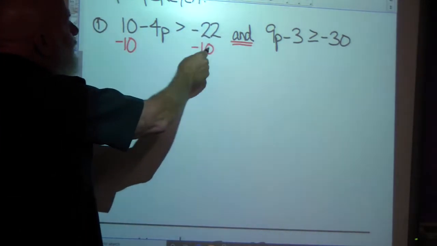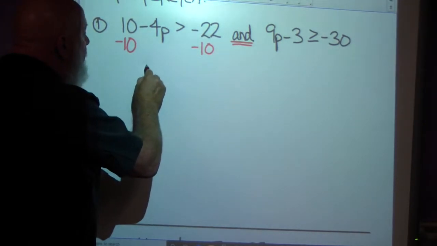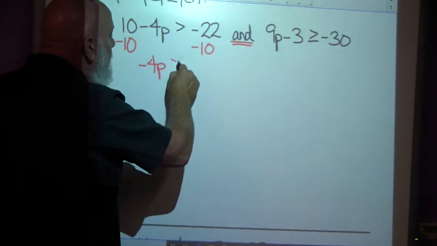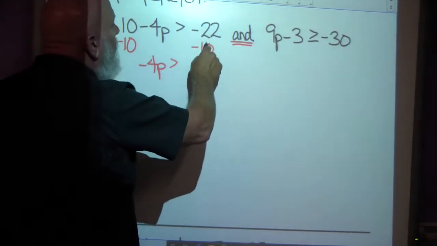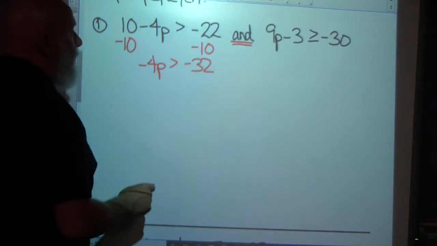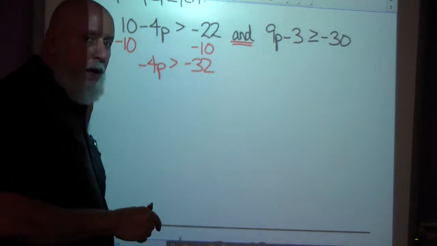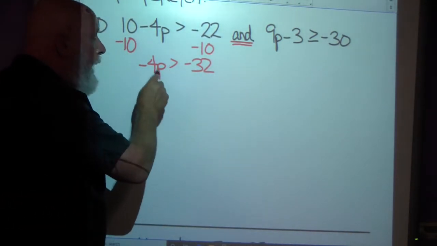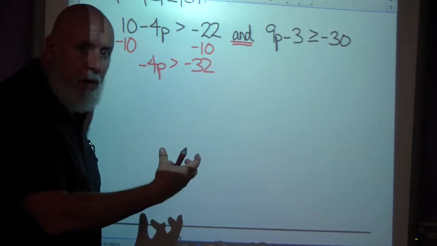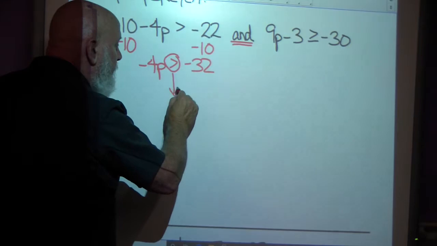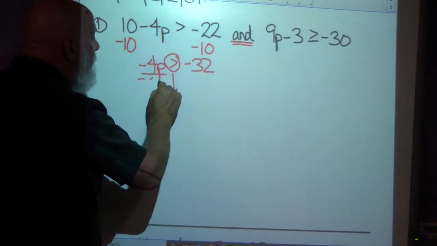Here we go. I'm going to subtract 10 from both sides. I'm going to bring down my negative 4p. That turns to 0. This is greater than, and what is that, negative 32? They're the same sign, so I add and keep the sign. Now I'm going to divide by negative 4. And remember, when you divide or multiply both sides of an inequality by a negative value, the direction of your inequality changes. So with that in mind, this is going to change directions. I'm dividing by negative 4.